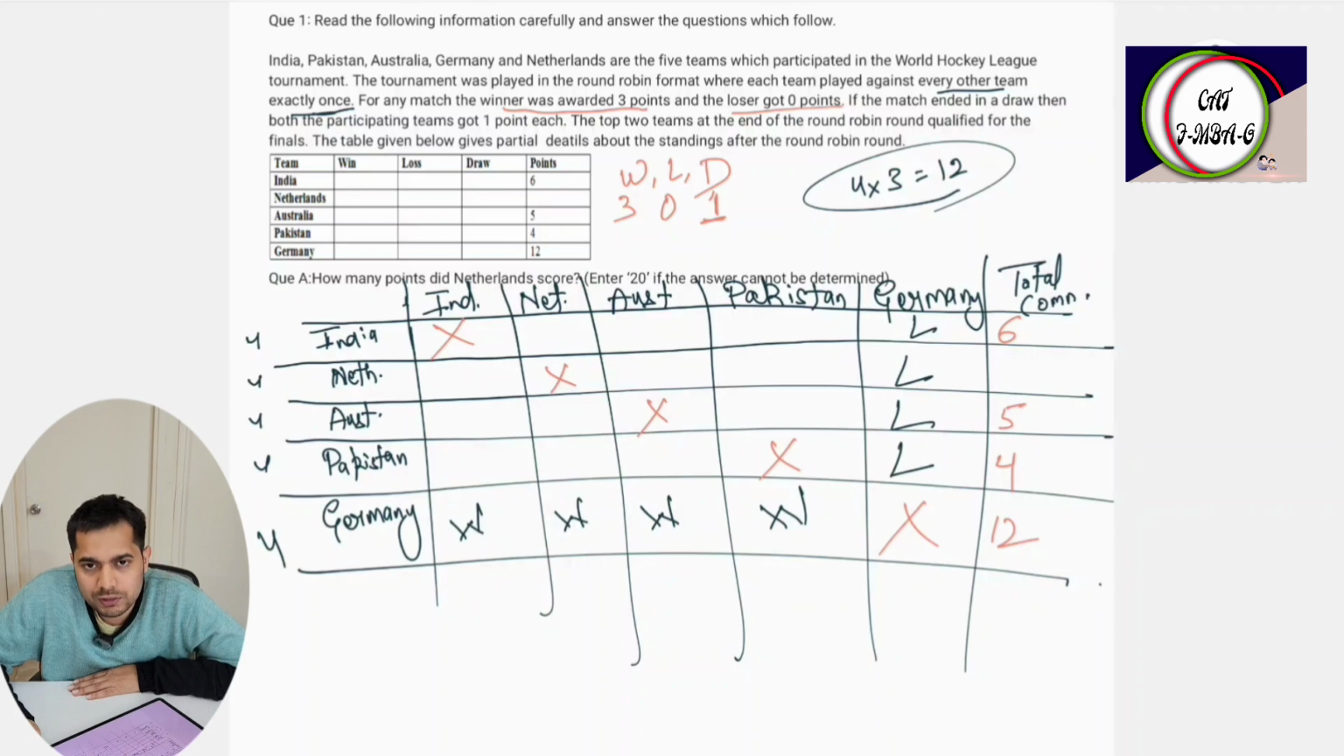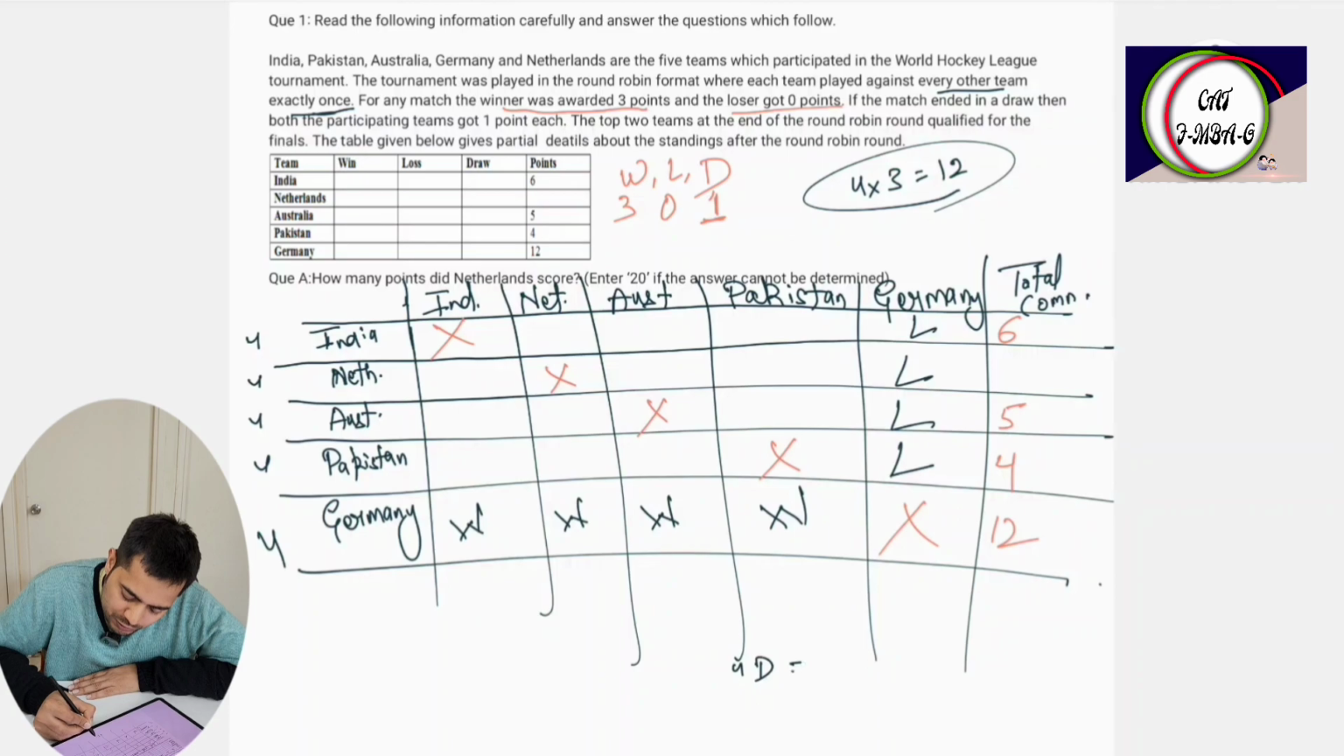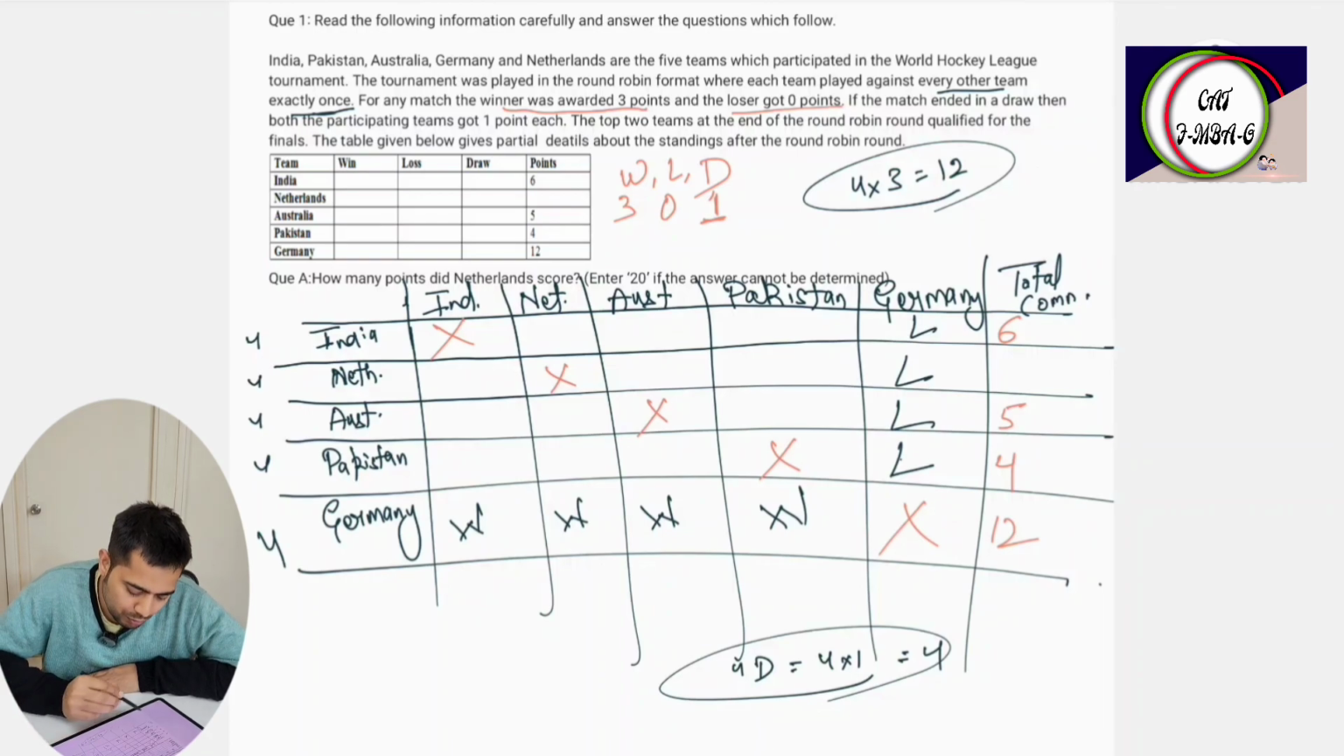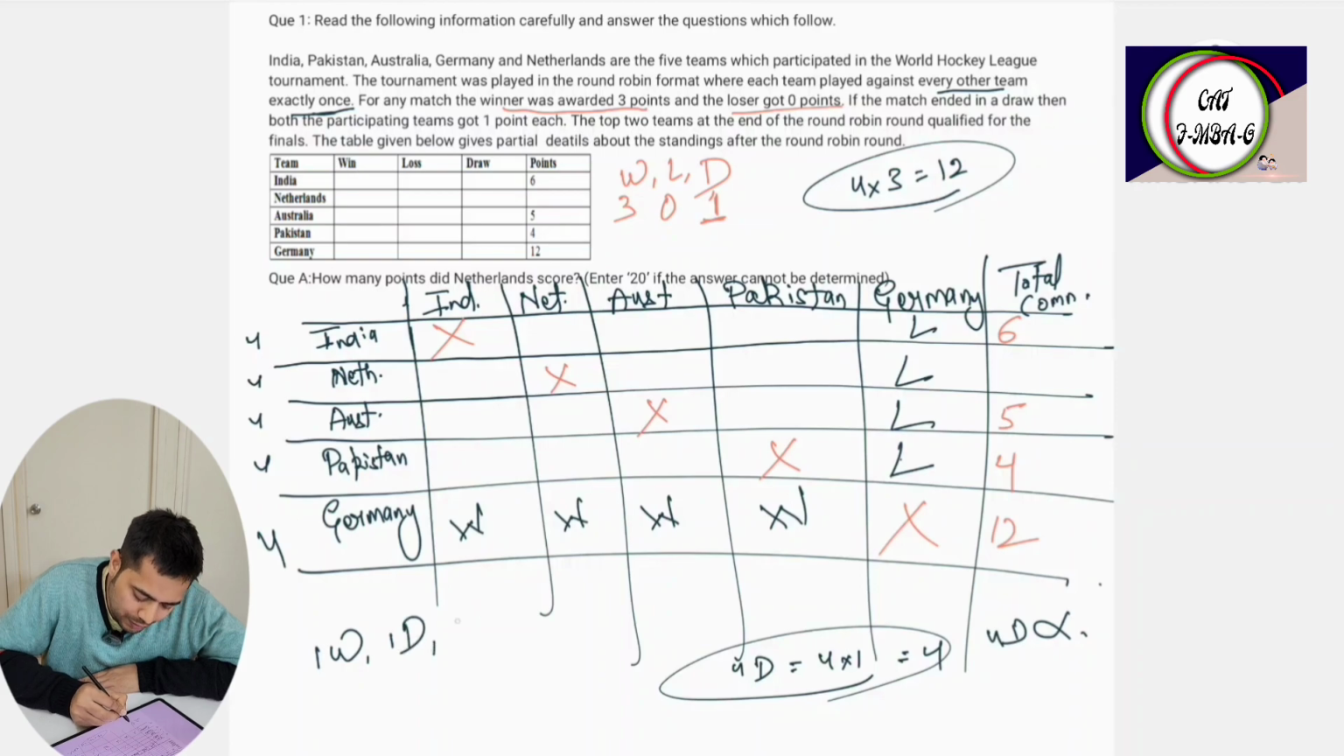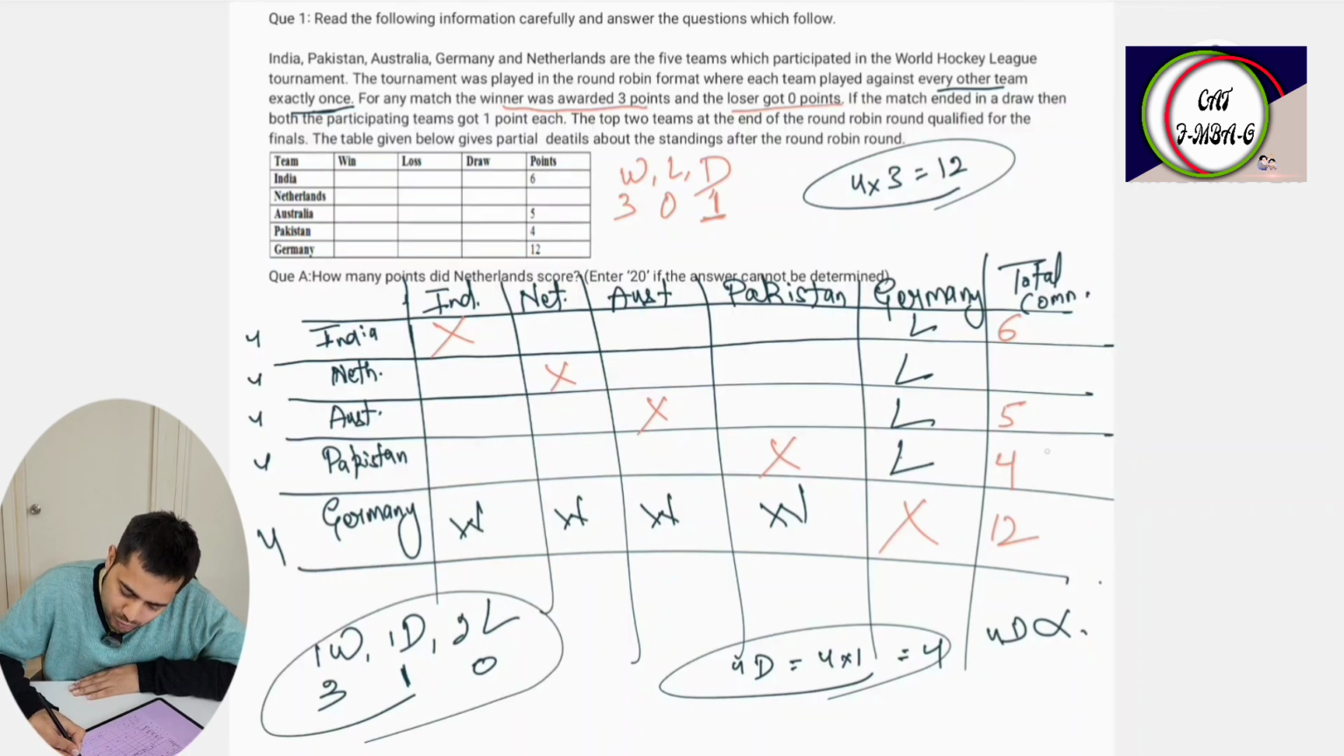Now Pakistan is given 4 points. 4 points can be achieved by 4 draws. So 4 draws is equal to 4 into 1, which is 4. But Pakistan's 1 loss is already there from our deduced information. So 4 draws is not right. It can be 1 win, 1 draw and 2 losses. So 1 win is 3 points, 1 draw 1 point, 2 losses 0 points. Then 4 can come.